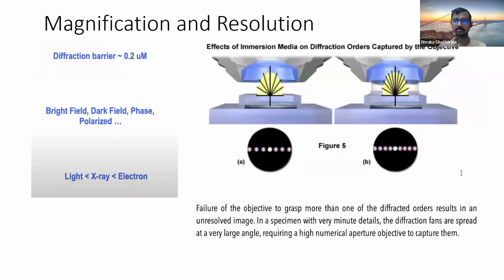That is beyond your resolution capability, because of the diffraction-limited nature of light. So for that, you will need to change the illumination source. You will need electrons as your illumination source, right? That's why electron microscopy gives you much higher resolution as compared to light microscopy.